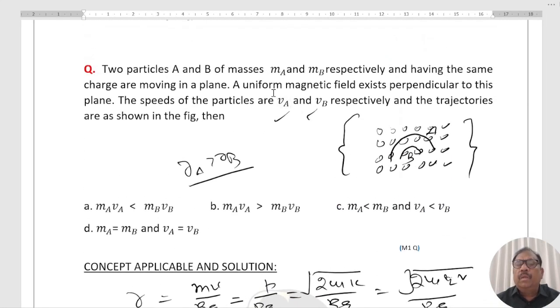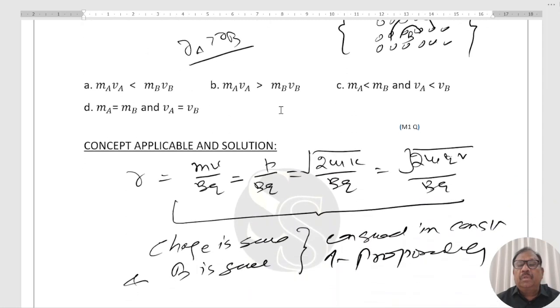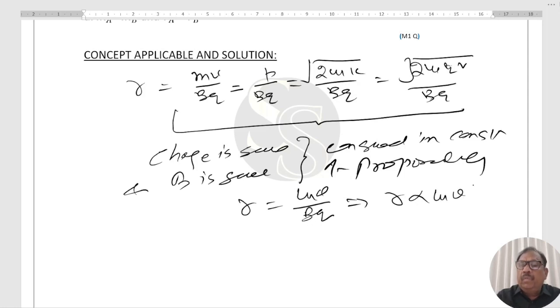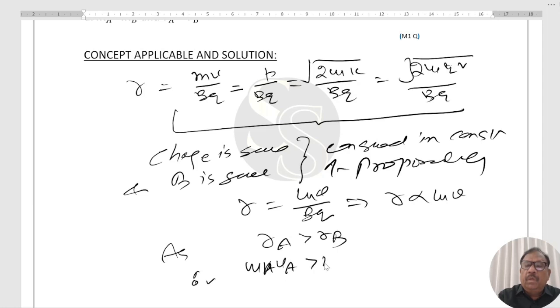Particles having the same charge and moving in a plane, uniform magnetic field perpendicular, the speeds of the particles v and v, and the trajectories are shown in the figure. In this case, R equals mv over bq. V is same, so R is proportional to mv, as charge is same. As Ra is greater than Rb, therefore ma is greater than mb.